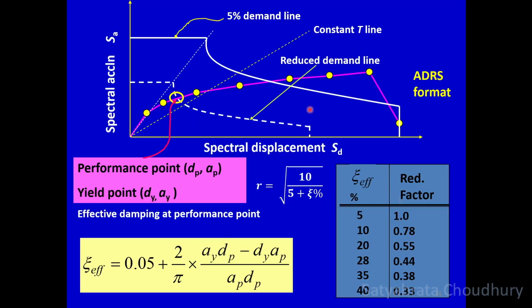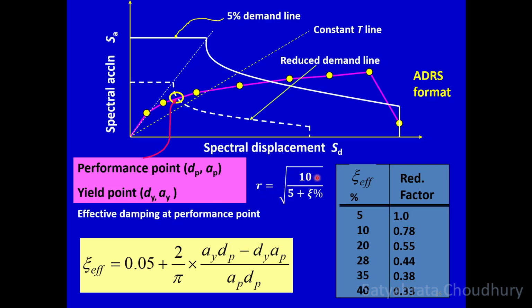Now this is shown elaborated here. We have our demand diagram. The demand diagram in certain codes starts as a horizontal line from the beginning, and in some codes it starts as an inclined line and then horizontal. Anyway, these are all the same. And we have the capacity curve here shown by the pink color, and the reduced demand line shown by the dotted line. The intersection point is the performance point, and through the process you have also got the yield point somewhere, which is not shown here. So Dy, Ay is also known in the process.